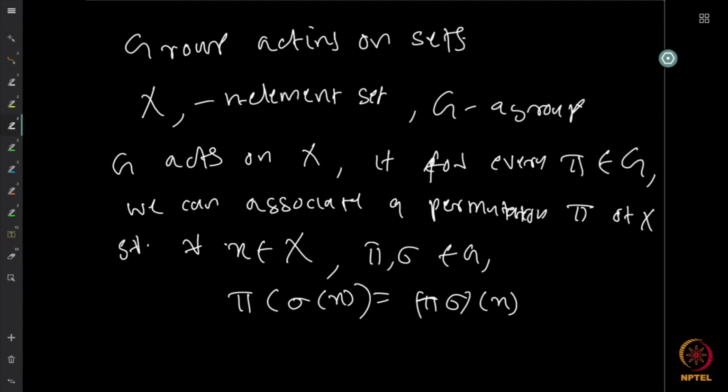So pi of sigma of x is equal to pi sigma of x. So if this is true for every x and every pi and sigma, then we say that the group G acts on X. Okay.